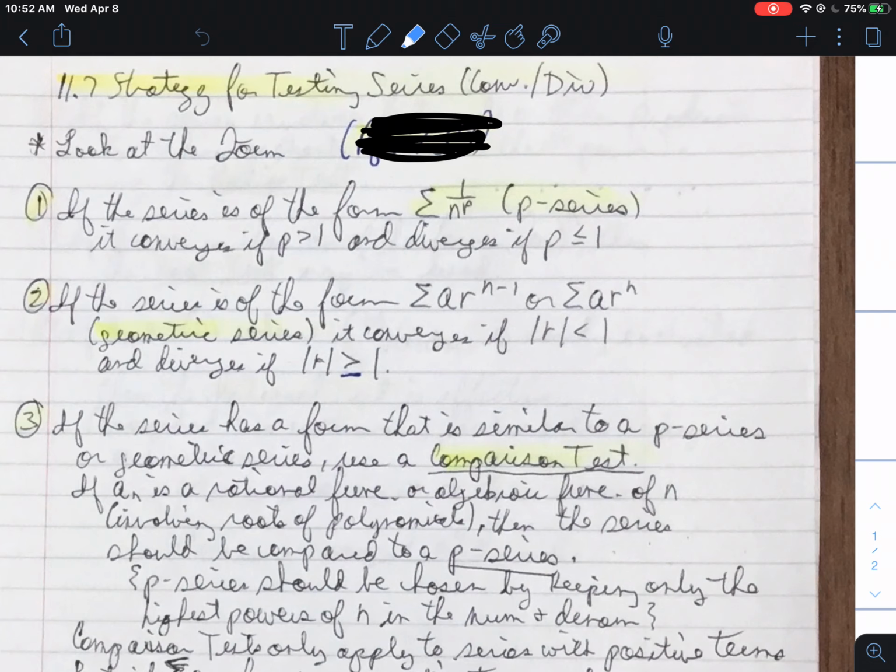This is a good section for review, for practice in dealing with the convergence and divergence of series. I would recommend looking at some of the homework in this section because the problems are in no particular order. I mean, that's what you're going to see on the test. I'll give you some series and say, hey, determine whether or not the series is convergent or not.